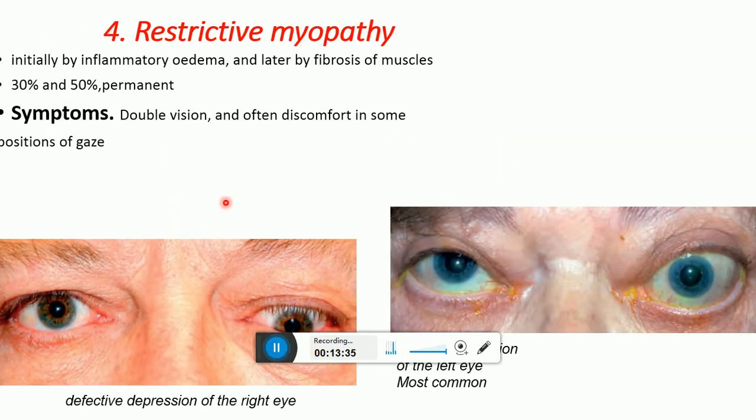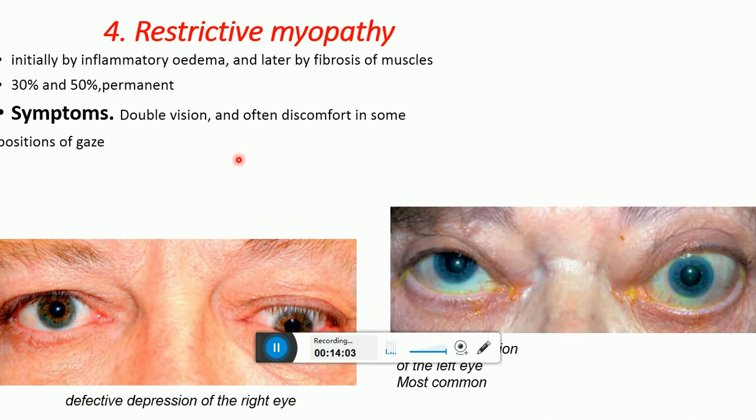Another important sign is restrictive myopathy, which occurs in between 30 to 50% of patients with TED, and this may be permanent. Ocular motility is restricted initially by inflammatory edema and later by fibrosis. Symptoms: there may be double vision and often discomfort in some positions of gaze. Signs occur in order of frequency.